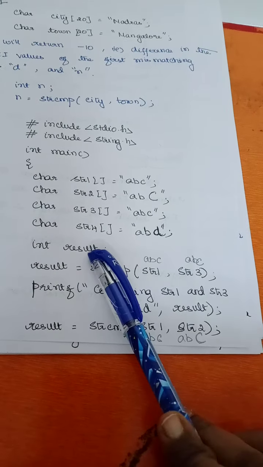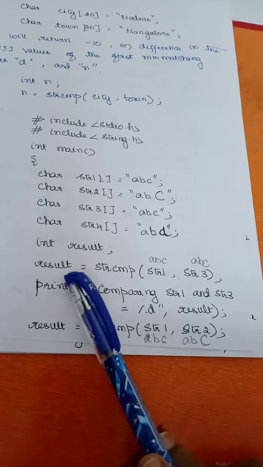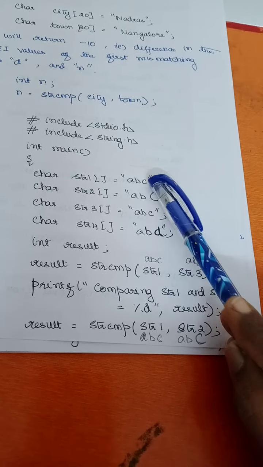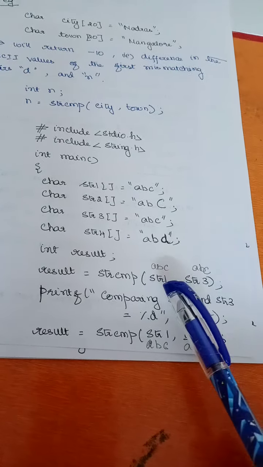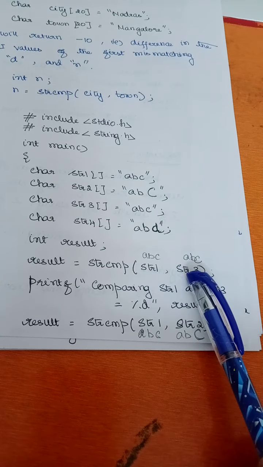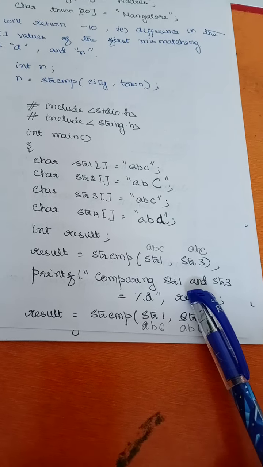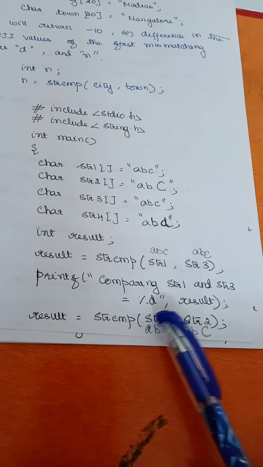The result I am going to store in int result. So first I am going to compare str1 and 3. Now here both the strings are equal. So if I compare 1 and 3, I will get my result to be what? My result is going to be 0. Clear? Now again you compare the other two strings.